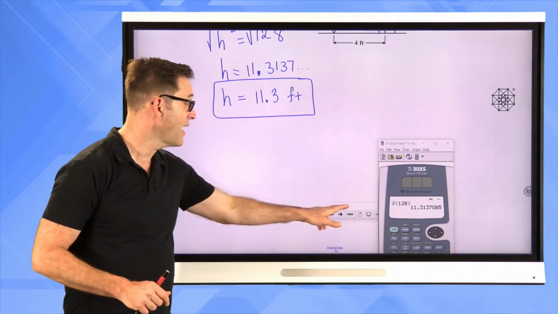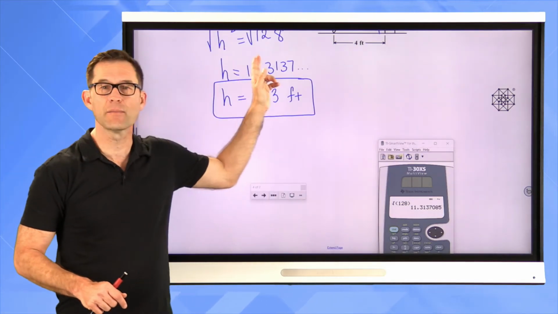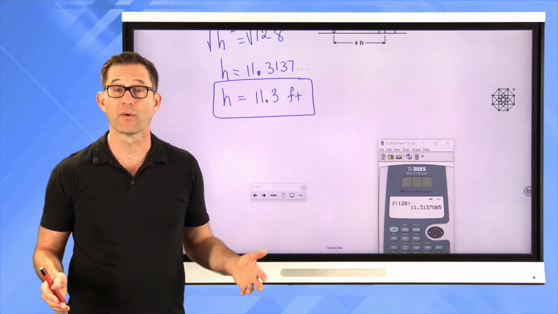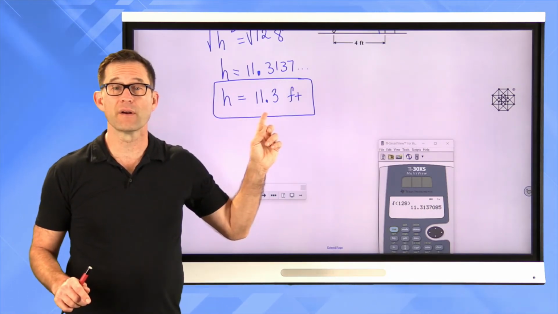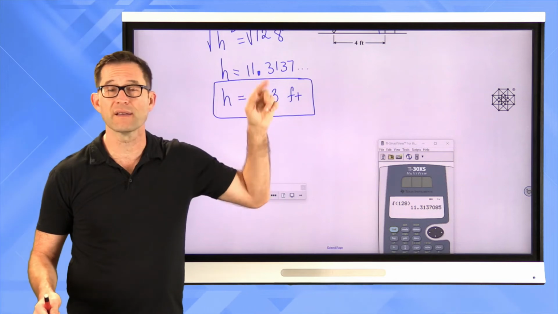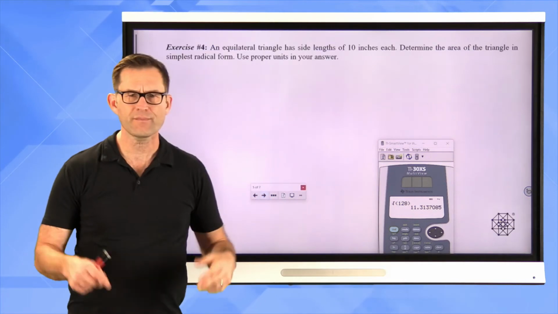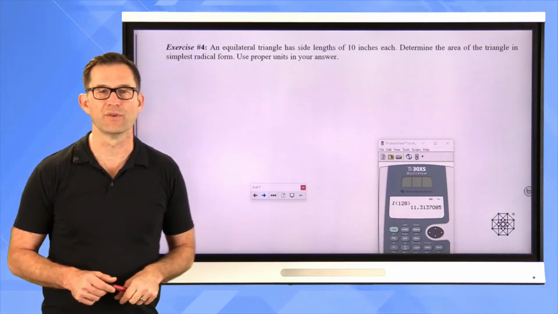Okay. Again, no need to do any kind of simplest radical form on 128, even though it's possible, okay? If they ask you for an answer to the nearest 10th, 100th, or whatever, when you take that square root, just take that square root. Only simplify a radical if they ask you to.